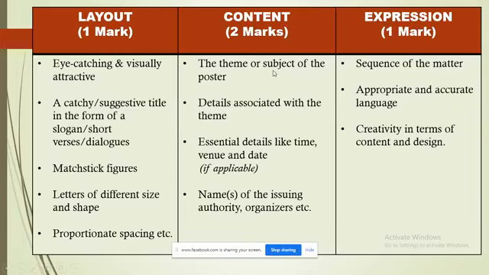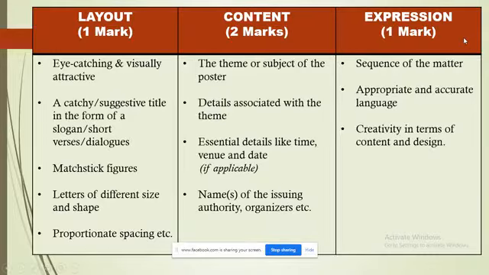Then your content is your theme and the subject of the poster, details associated with the theme, essential details like time, venue, and date, and very important, the name of the issuing authority or organizers, etc. I have dealt with this in another video.